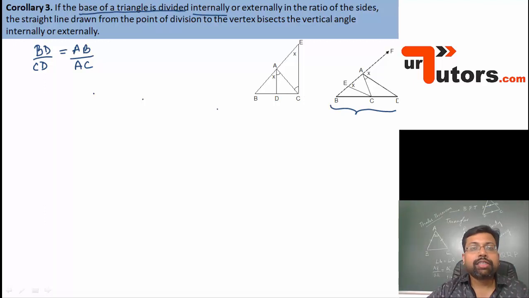It's divided in such a way, if the base is divided internally or externally in the ratio of the sides. And what are the sides? AB and AC. So BD by CD is given to be equal to AB by AC. Then we have to prove that AD bisects angle BAC, or the angle A.